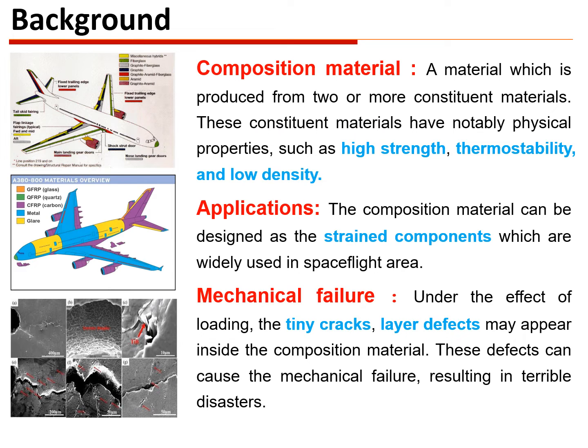As is well known, a composite material is produced from 2 or more constituent materials. Compared to the traditional metal material, the composite material has notable physical properties, such as high strength, thermostability, and low density. Due to these mechanical advantages, the composite material can be designed as structural components, which are widely used in the spaceflight area. For example, the wing, the enclosure of energy, and so on.